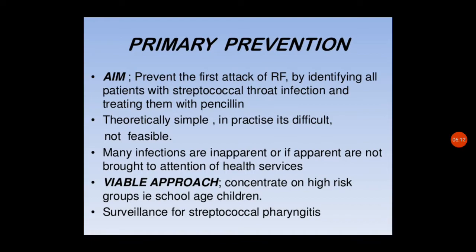So locating streptococcal infection is very difficult, and viable approaches concentrate on the high risk group, that is school age children, because 5 to 15 years is a high incidence time for children in rheumatic fever. So approach school children for any sore throat and identify the condition and treat it with penicillin. Surveillance for streptococcal pharyngitis can be done in hospitals and in schools, so that early identification of the cases can be done, preventing the rheumatic fever.